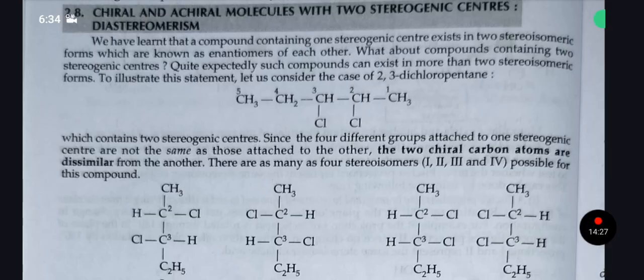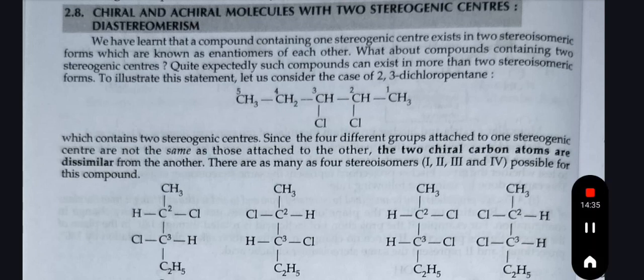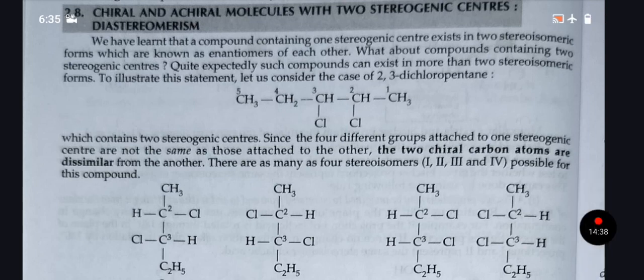Chiral and achiral molecules with two stereogenic centers: diastereoisomerism. We have learned that a compound containing one stereogenic center exists in two stereoisomeric forms, which are known as enantiomers of each other. What about compounds containing two stereogenic centers? Quite expectedly, such structures can exist in more than two stereoisomeric forms.